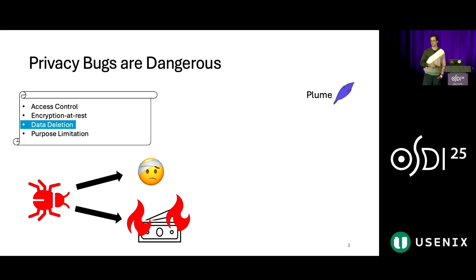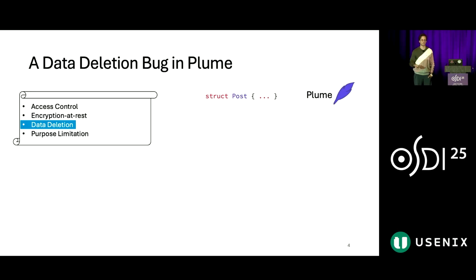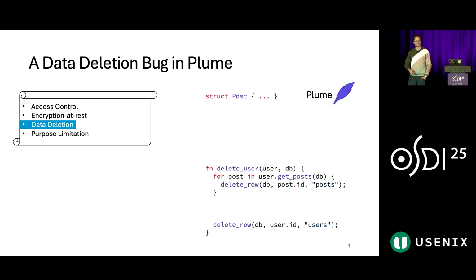I want to show you a concrete example on data deletion in a social media web application called Plume. So Plume lets their users create blogs and then post to those blogs. Because they wanted to comply with data deletion, they created an HTTP endpoint that the user can invoke, which fetches their posts from the database, deletes them, as well as the user's account information with a delete row helper function.